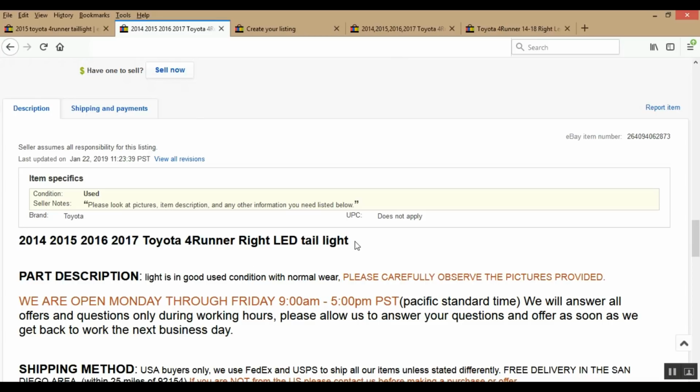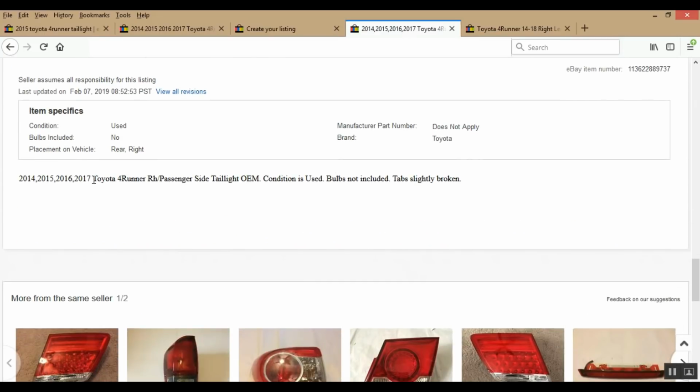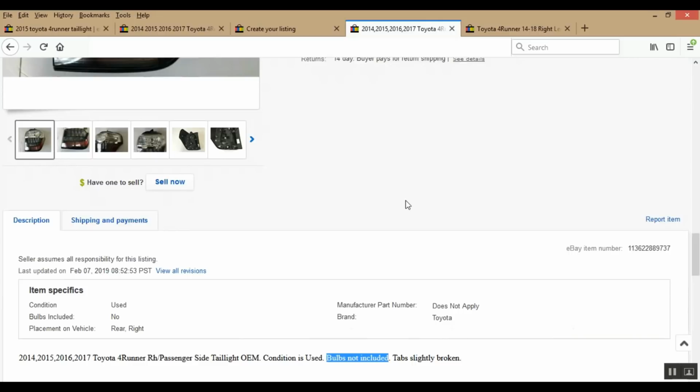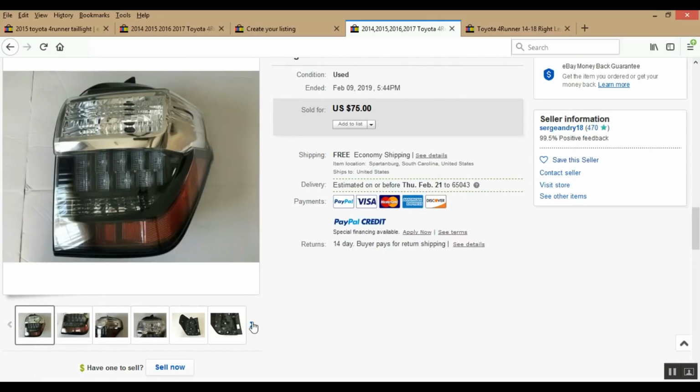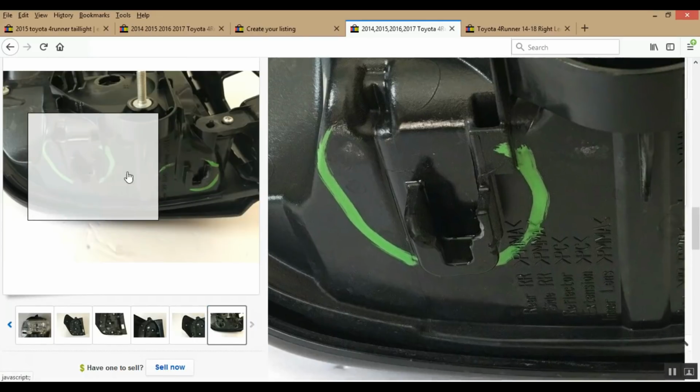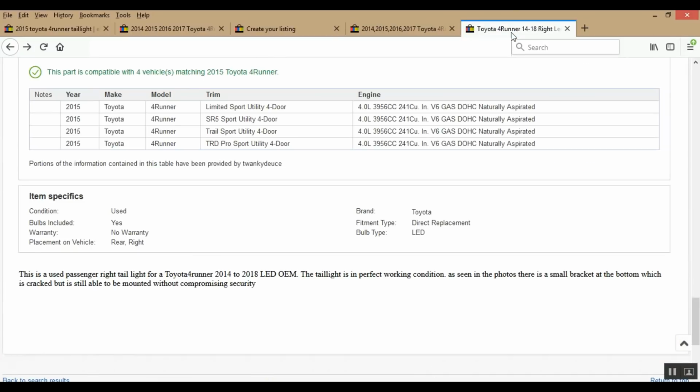Basically, their title. Okay, so that's not very good. Oh, here we go. Light in good used condition with normal wear. Look at pictures, basically. Okay, here's theirs. Item is used, bulbs not included. Okay, I like that. I'll probably include that. Tab slightly broken. I think I showed that to you a while ago. Their bottom tabs I had circled were broken. Okay, but mine's not like that. But mine does have scuffs. And then this last one's used passenger right taillight from Toyota 4Runner from 2014 to 2018. Perfect working condition as seen. There's a small bracket at the bottom which is cracked.